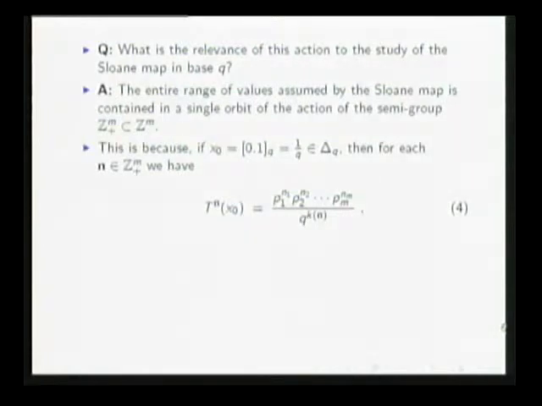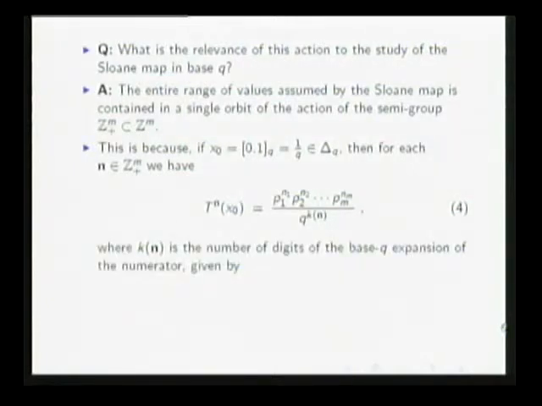The reason is that if you take the point 1 over q, which is the left-hand point of that interval, and you apply these various maps, what you get is this. It's just products of this type, which are values of the Sloane map divided by enough powers of q to shift everything to become less than 1. So this K sub n is actually computable. It's given by this formula, but this doesn't really matter.